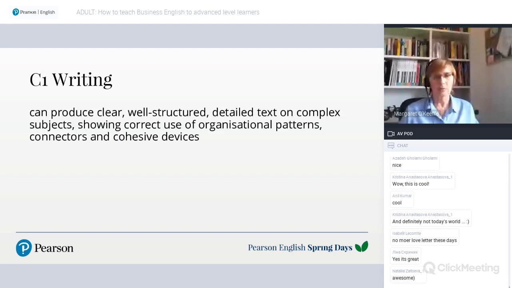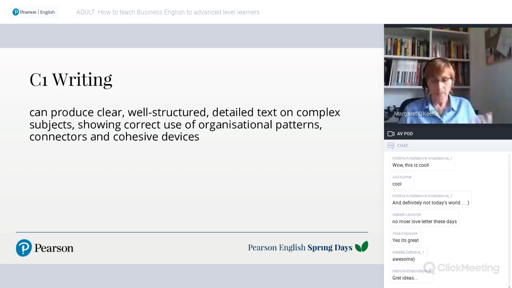Obviously, at this level, C1 level, they're probably capable of writing quite simple, quite short transactional emails. Our pre-work students will have experience of essay writing, but not necessarily the kind of writing genres that they need for the workplace. So they're going to need help with report writing, proposal writing, minutes of meetings, kind of longer documents.